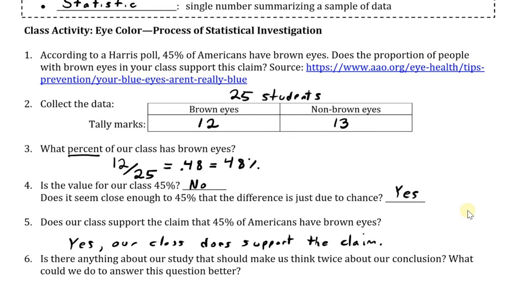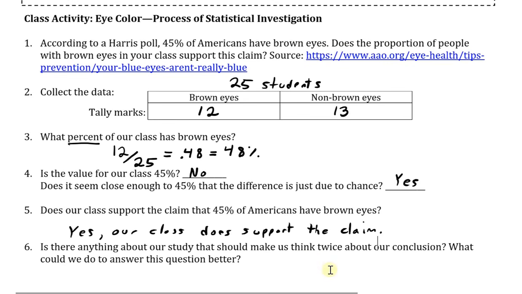So yes, in context, the value that we have of 48% is pretty close to 45%. So it does seem that we are supporting the original statement provided. However, remember what I said earlier when talking about step 6? Statistics is not an exact science, and mistakes can come along as we go, or maybe there is an issue with the way that we went through this.